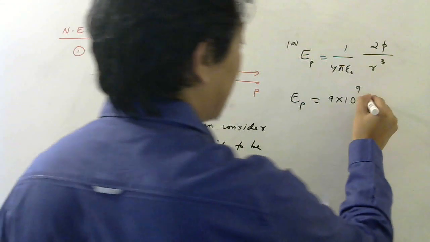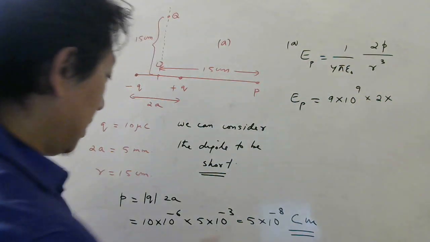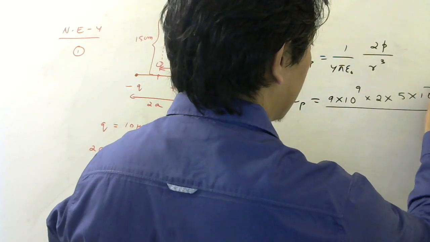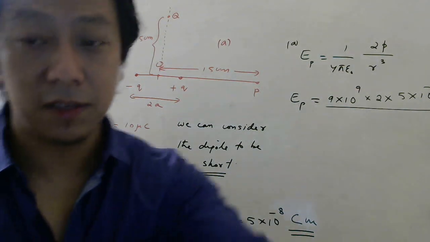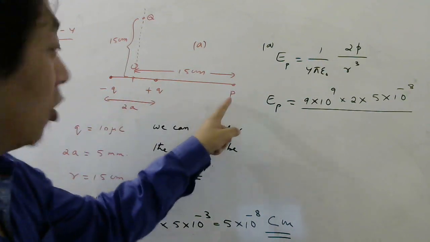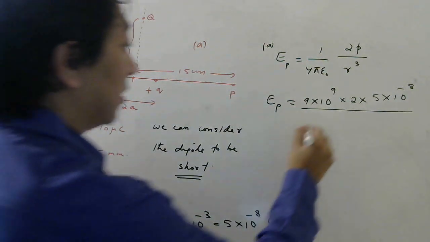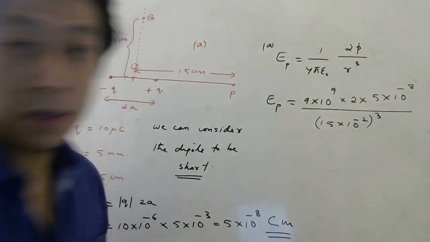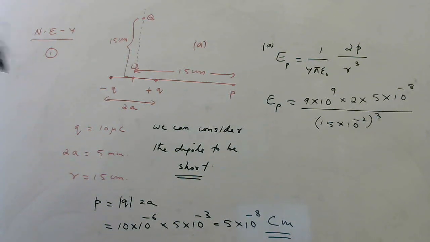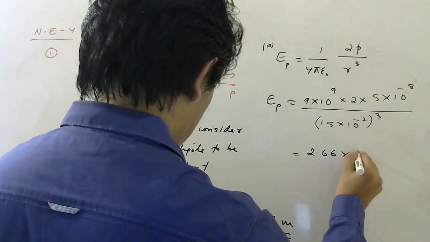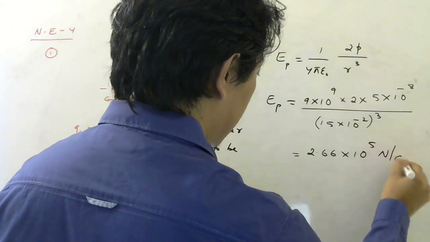So this is 9 into 10 power 9 into 2 into p. How much did we get for p? 5 into 10 power minus 8, divided by r cube. Now what was r in the derivation? r is from the center to the observation point, which is given as 15 centimeter. So 15 into 10 power minus 2 whole cube. Please do the calculation; we will not waste time here. So the electric field that you will get will be 2.66 into 10 to the power 5 Newton per coulomb.